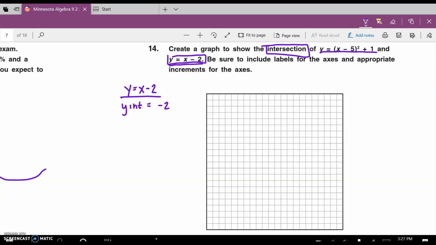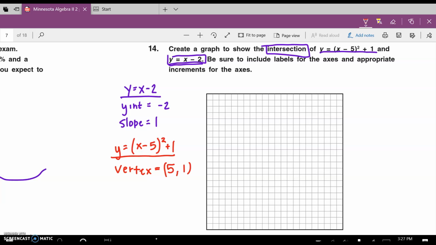My slope is 1, and that's pretty much all I need to know for this line. Then I have y equals (x minus 5) squared plus 1. From this, I could tell my vertex. Your vertex is always going to be the opposite of what's inside the parentheses. So that's going to be a 5 and a 1.